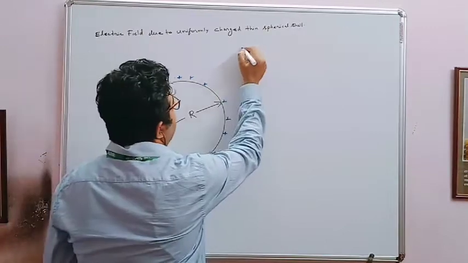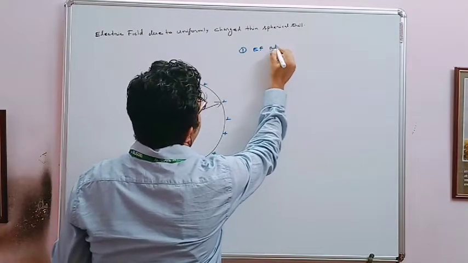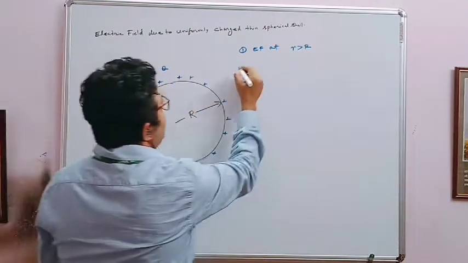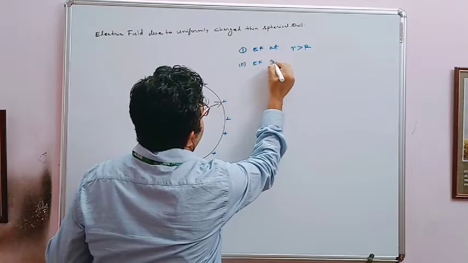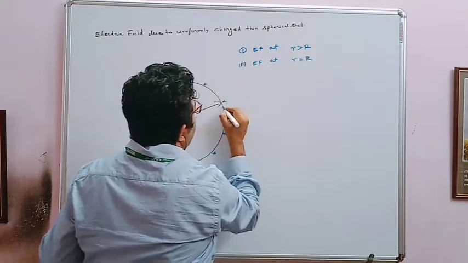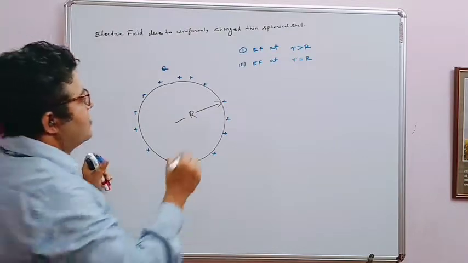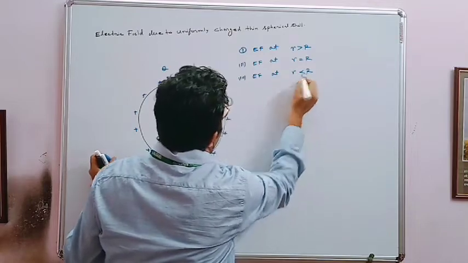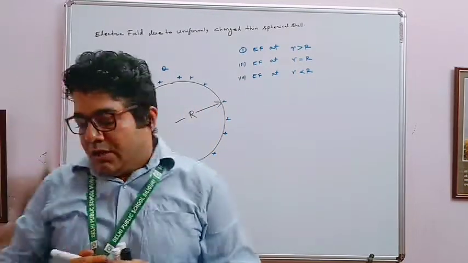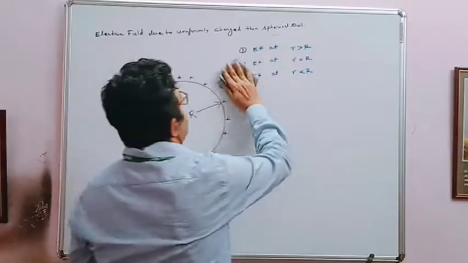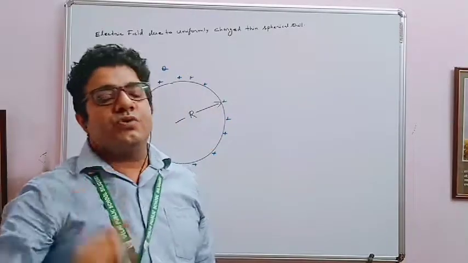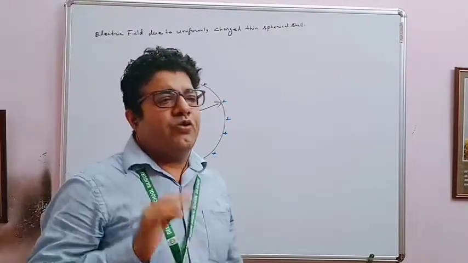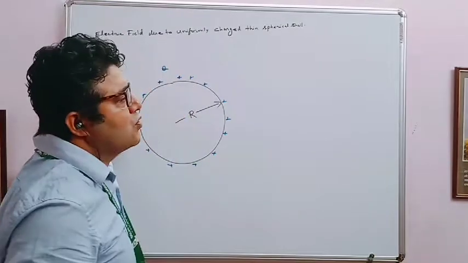So we have to find out number one, electric field at small r greater than capital R, means outside the shell. Number two, electric field at small r equals capital R, on the surface of the shell. And number three, electric field at small r less than capital R, means inside the shell, which is very important. So listen carefully. It's a very important topic for board exam. So you can say it's a coming soon topic.